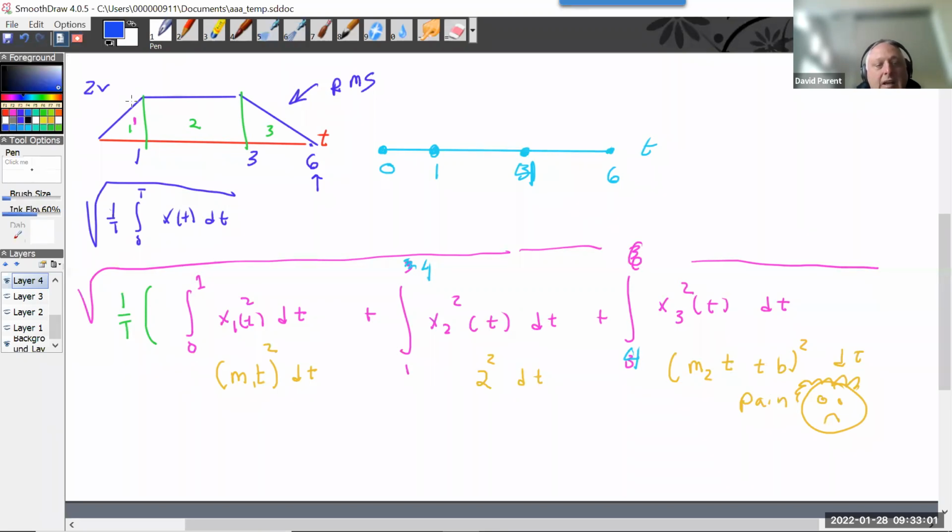So this line here is squared, right? It's going to go up to 4, and it's going to look like that, right? And then it's just going to be flat. And then this is going to be squared.